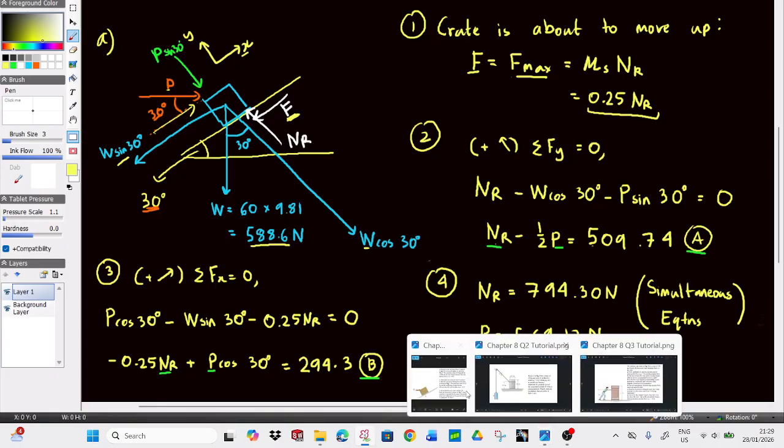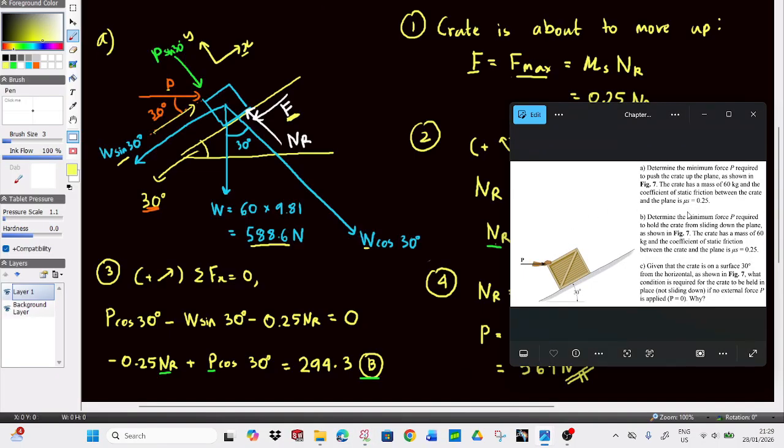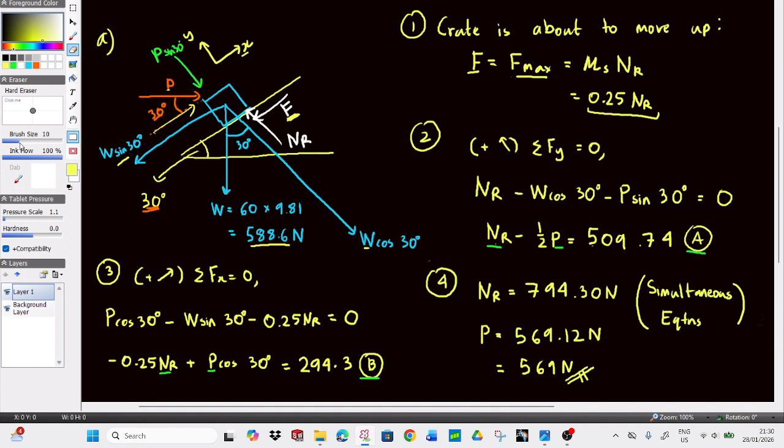Now for the second part of the question, they ask us to determine the minimum force P required to hold the crate from sliding down the plane. The crate also has the mass of 60 kilos and the coefficient is 0.25. So now in this case, what happens to the crate? Okay, so let's just answer part B.